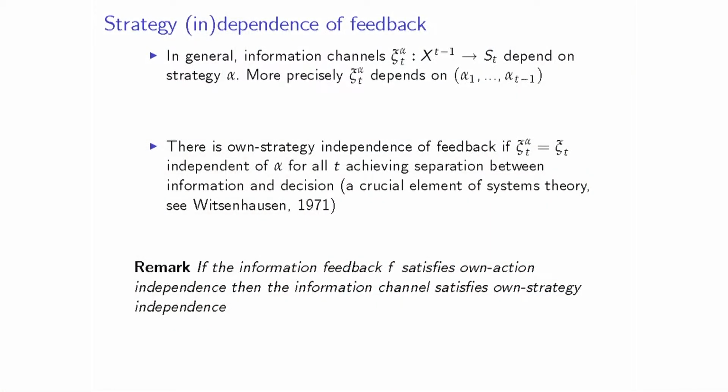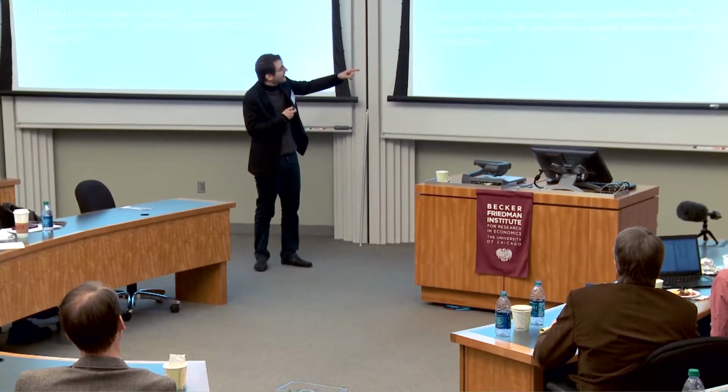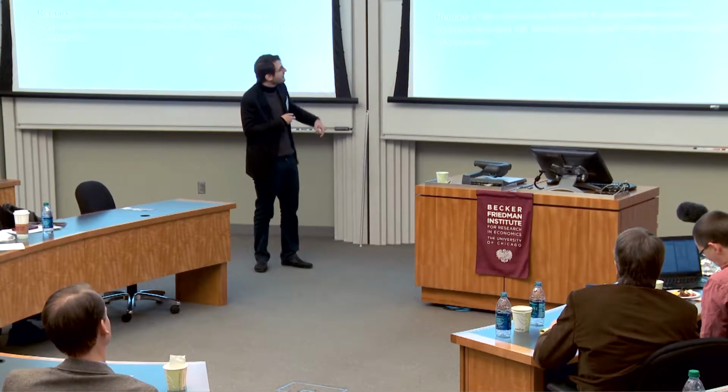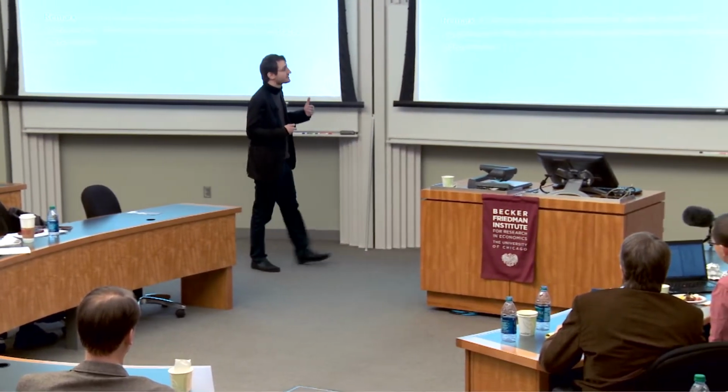In general, information channels, once more, depend on the action, the strategy the decision maker adopts, and more precisely, they just depend on the strategy up to time t minus 1. When there is on-strategy independence of feedback, the information channel is independent of the strategy. So in that situation, you achieve a separation between the information, inference, and the decision. Okay, a particular case in which you can achieve on-strategy independence of feedback is when you have perfect feedback. So you are told the state that realized at time t minus 1.